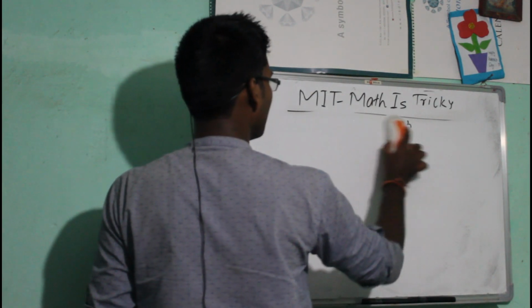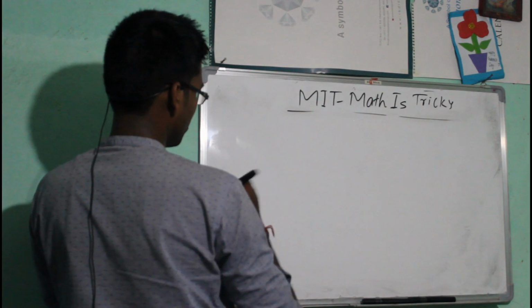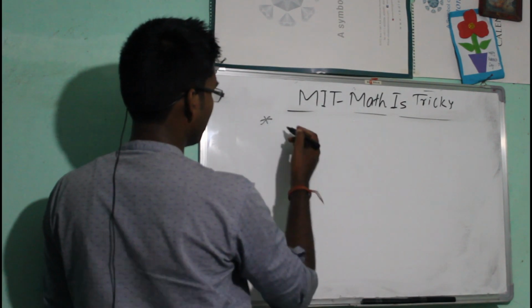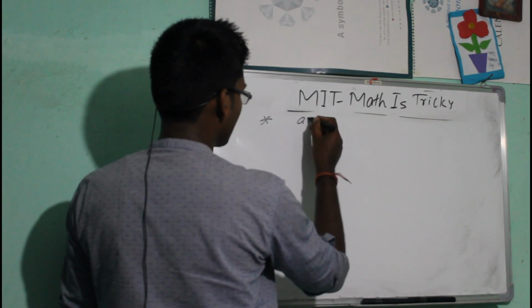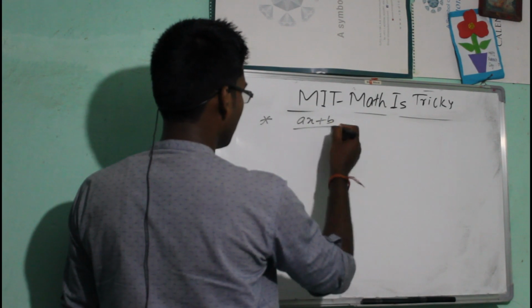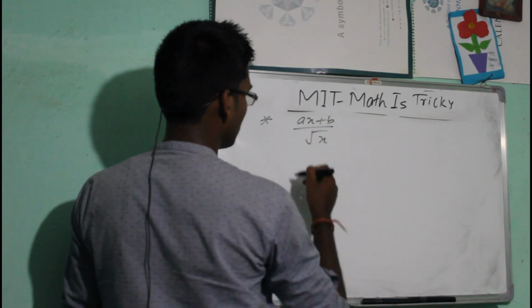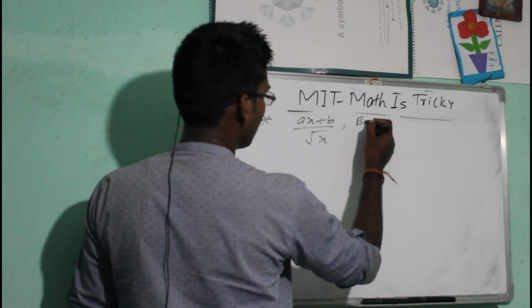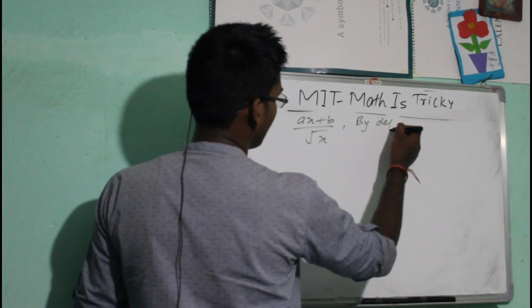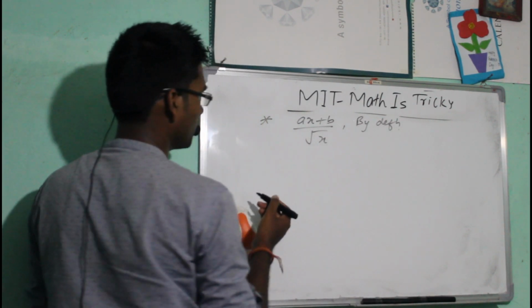Let's take another problem and solve it by first principle again. Suppose the problem is like this: (ax plus b) by root x. How to solve this? Again by definition or first principle. Okay, so let's solve this.